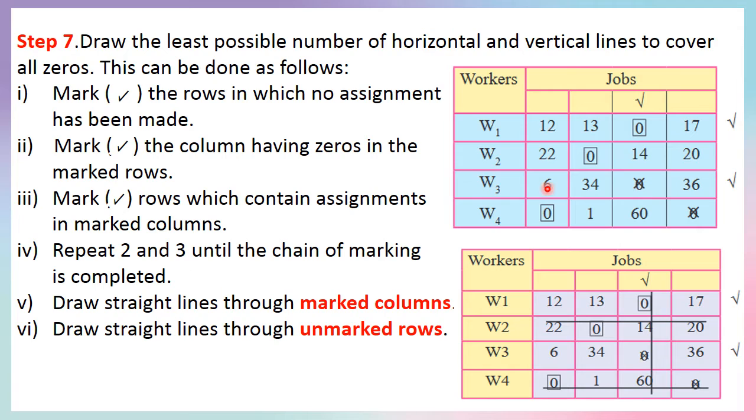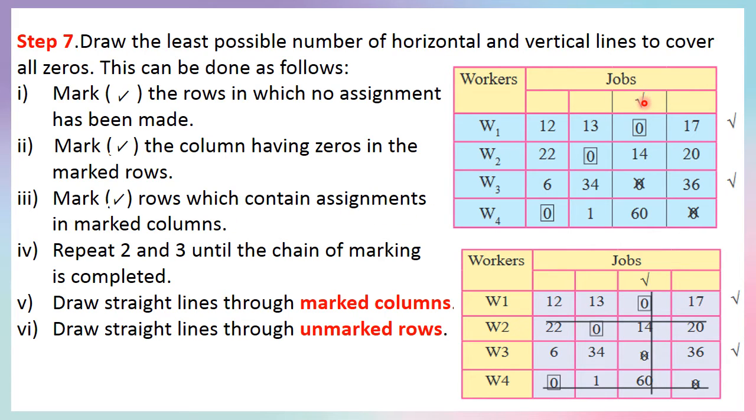Now we observe, is there any 0 in that marked row? Yes, there is a 0, and it is in the third column. And then we mark rows which contain assignments in marked columns. And one more thing, mark the column having zeros in the marked row. If there is any 0, then we have to mark the column also. After marking the row, if there is any 0, then we have to mark the column also.